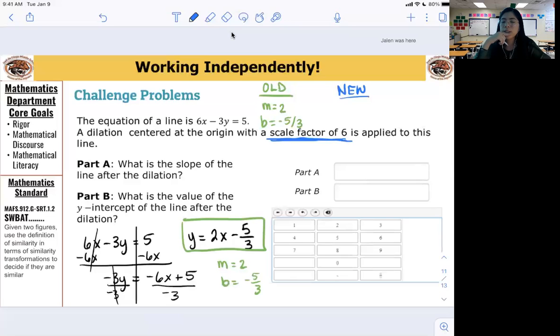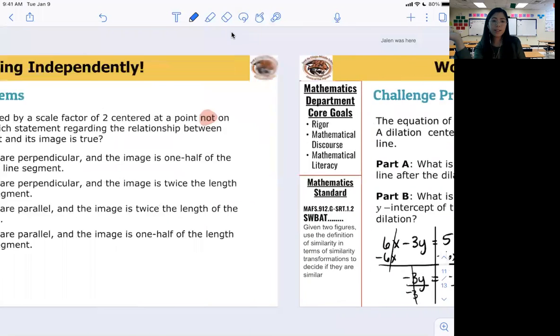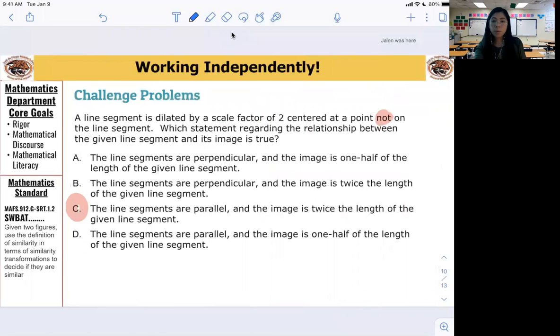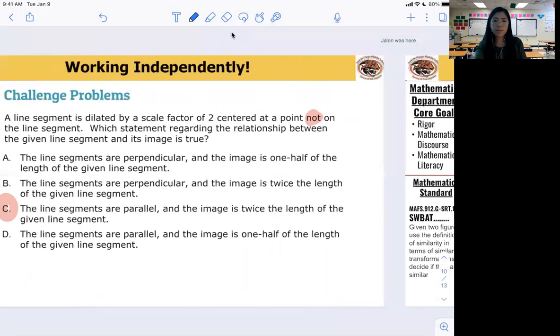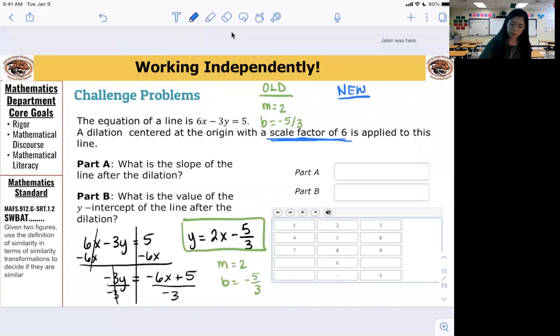So Janelle is saying it's 12, Perla is saying it's the same. Why would it be the same slope, Perla? Because they are parallel. Remember what we just said. The line segments have to end up being parallel. And if they're parallel, that just means that they have the same slope. So the slope is the same. Slope is 2. Now, part B. What is the y-intercept of my new line?